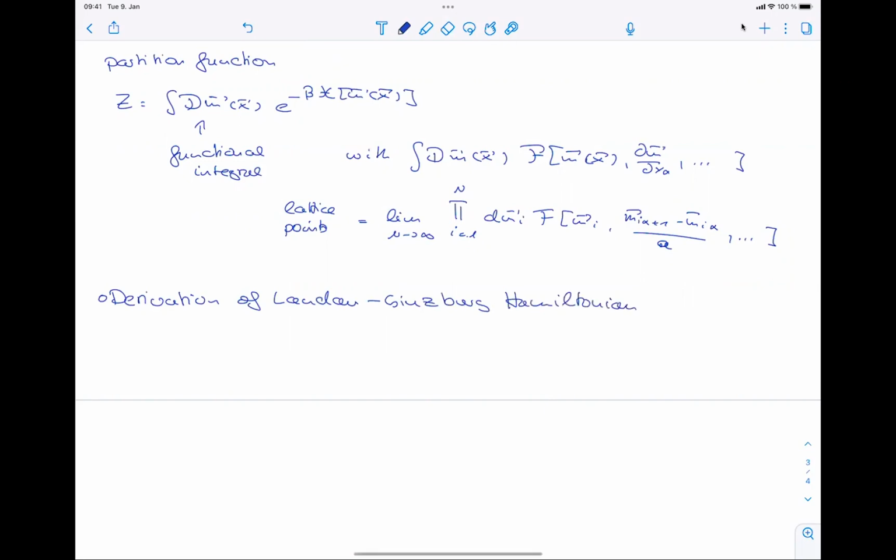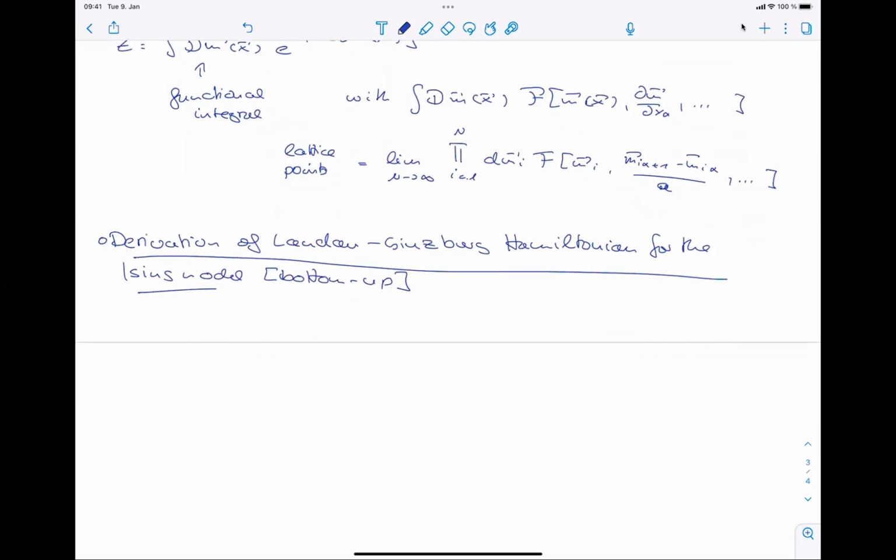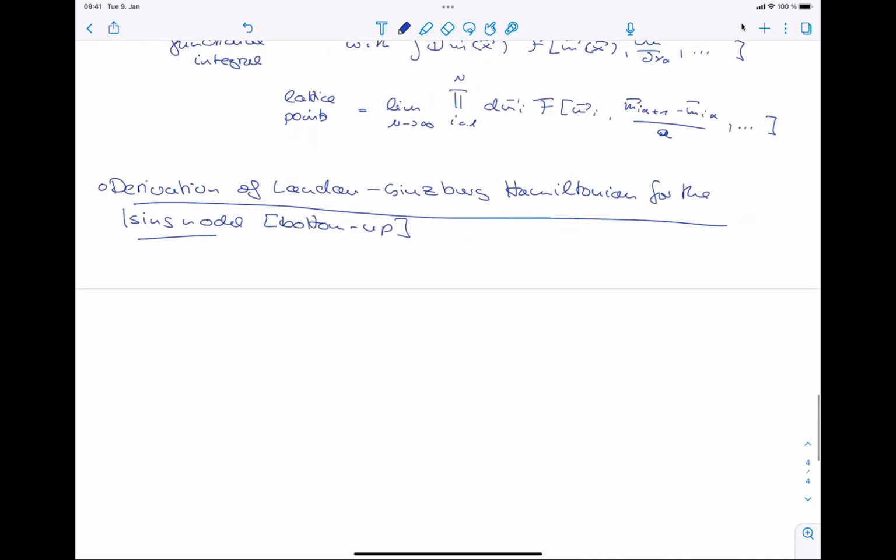Hamiltonian for the Ising model is important. So to derive the Landau-Ginzburg Hamiltonian, I'm going to first introduce you to the Hubbard-Stratonovich transformation, which allows us to reorganize our partition function.